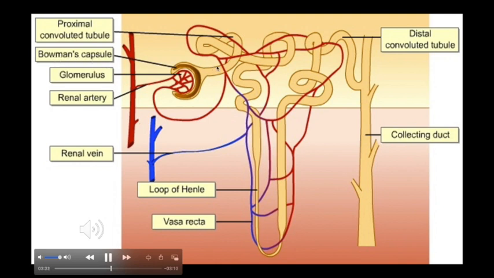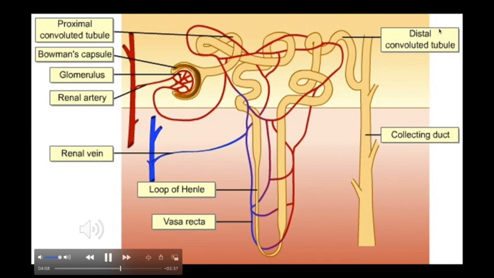The Bowman's capsule further leads to a tubular-like structure which is called the proximal convoluted tubule. As it appears first, that's why it is called the proximal convoluted tubule. The proximal convoluted tubule further runs down and forms a loop-like structure which is called the loop of Henle. The loop of Henle further joins and forms again a convoluted tubule, but this time it is called distal, as it is present far away from Bowman's capsule.